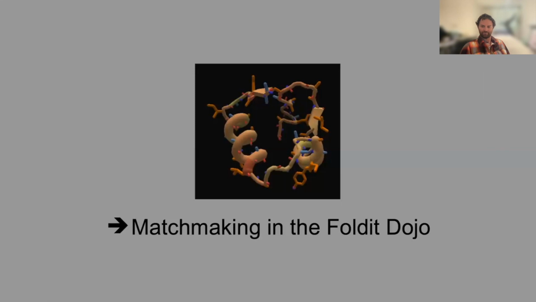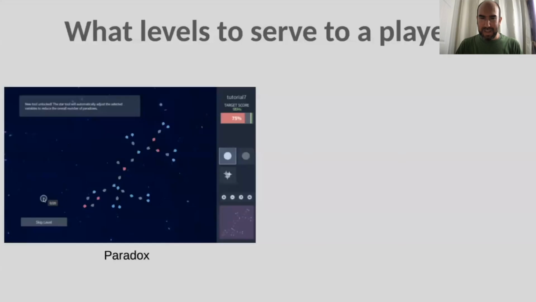So I'm going to talk about this matchmaking in this Foldit Dojo mode, which is not entirely education related, actually, but maybe could be. This kind of approach that I'm going to talk about actually goes back to something outside of Foldit. There was another kind of citizen science crowdsourcing game that we were working on called Paradox. It was also a puzzle game. You tried to use various tools to solve puzzles.